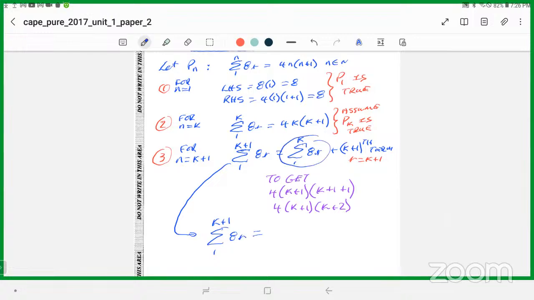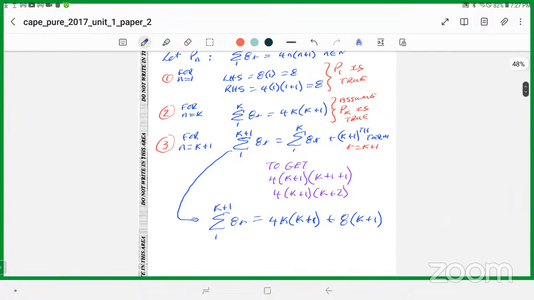This first thing is this. Remember, the sum from here is the same sum to k. That is equal to this, so it is 4k into k plus 1, plus the k plus 1 term. Now, as I said, that is when you put the k plus 1 for the r right there, so you're going to get 8 into k plus 1.